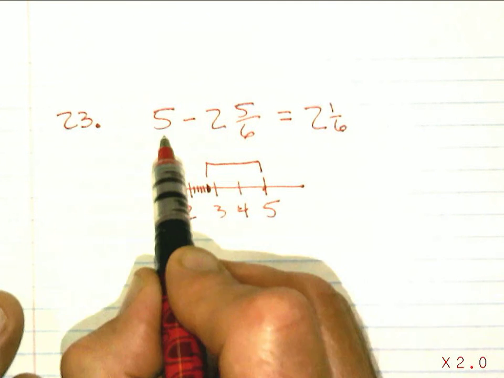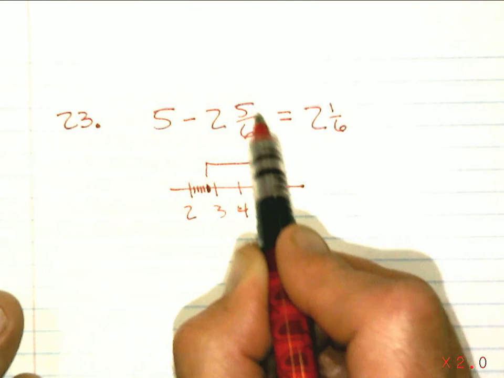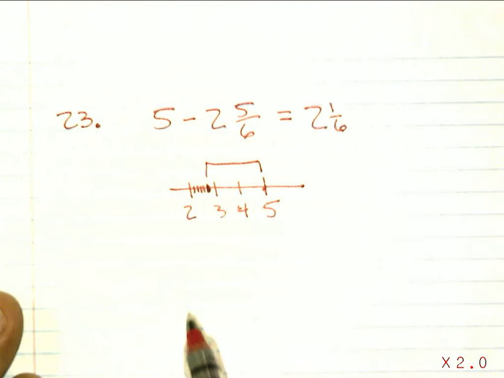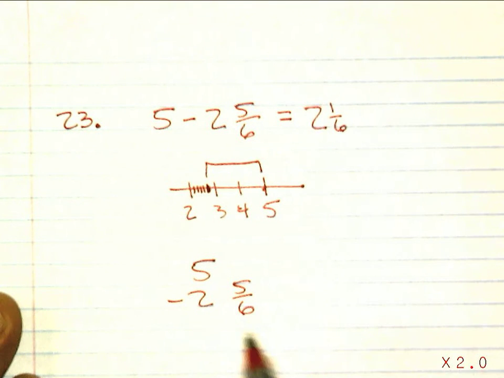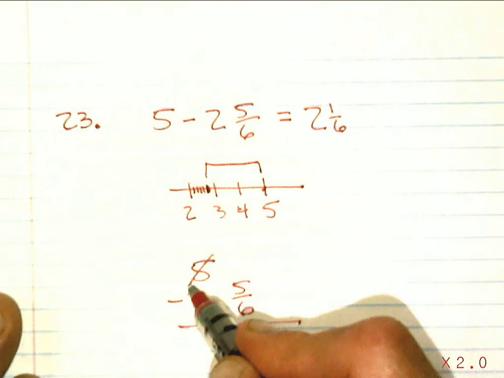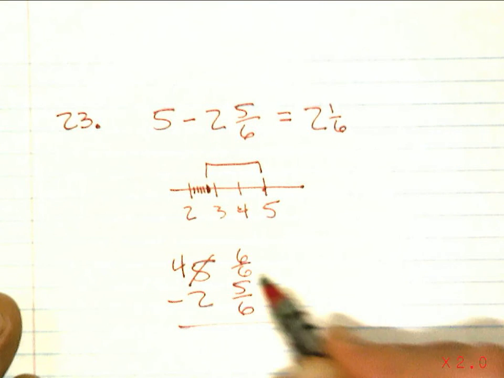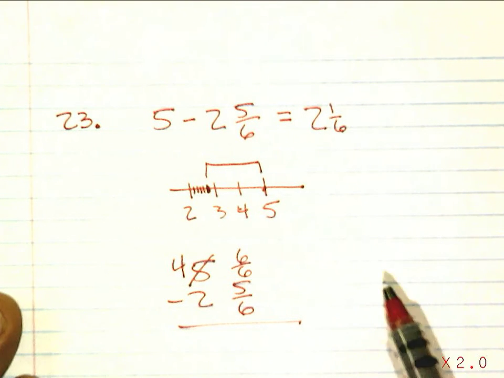So it's really a mental math problem. 5 minus 2 and 5/6 is the 2 and 1/6, which makes up the difference between these two numbers. Often students will set this problem up, reset it up like this, and then try to figure out how to borrow, which you can do. You could borrow from the 5 and make it a 4 and turn this into 6/6. So this is another way to do it, maybe the standard way that you learned to do it.